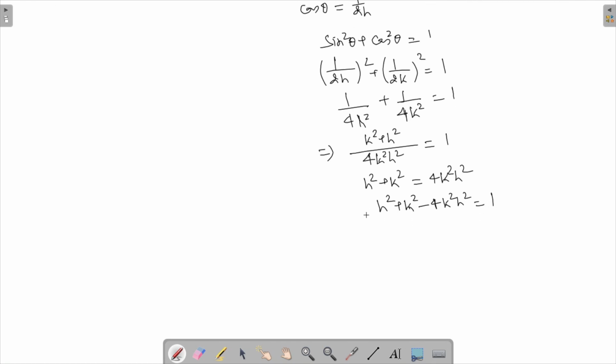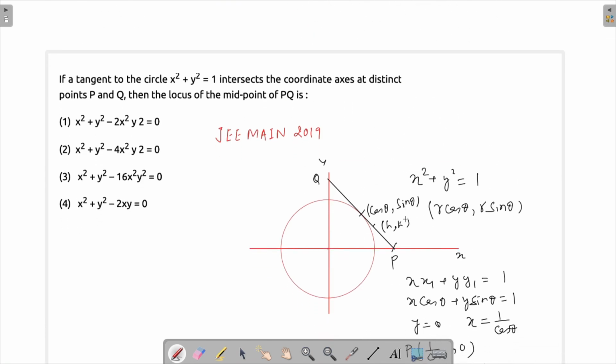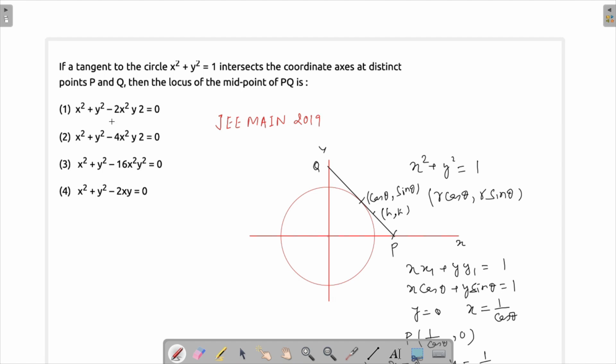Now, this is the equation. I can substitute back h equals x and k equals y. So this will be my equation: x square plus y square minus 4x square y square equals 0. This is my locus of the midpoint of line segment PQ. And if you see, one of the options given to us matches this. So this is the option, x square plus y square minus 4x square y square equals 0.